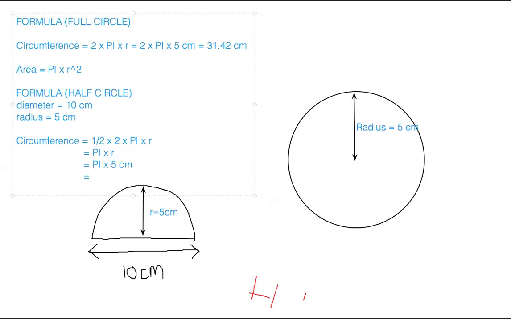15.70. 15 point 0.70796, 71. Okay, so do you see this circumference for a full circle is 31.42. Circumference for a half circle, even though it's the same radius, is half of this. 31.42 divided by 2, you will get 15.71. Try and see. You all get that?